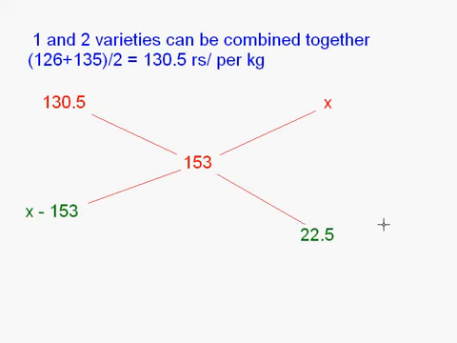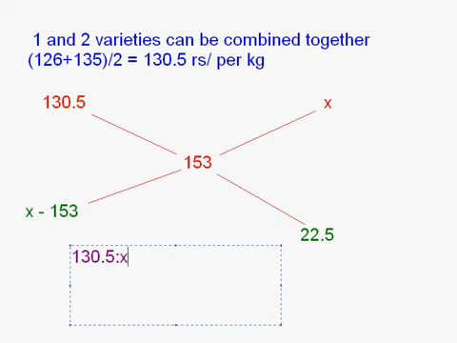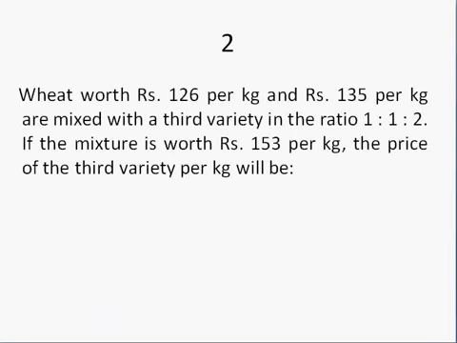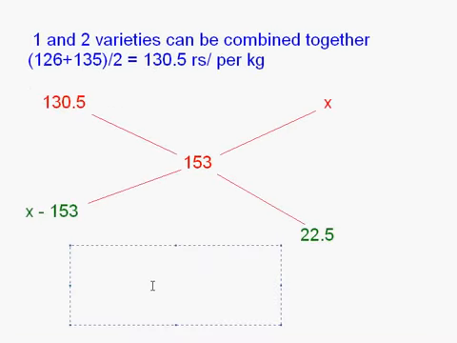Okay, so now the ratio will be what? The ratio of the first and second quantity will be 130.5 is to x as... Now we do not need to write that because, like I told you, the first two quantities were in ratio 1:1. When we took the average, it became 2:2. So these two quantities are also equal, so we can just write x minus 153 is equal to 22.5. Okay, so x will be equal to 175.5.